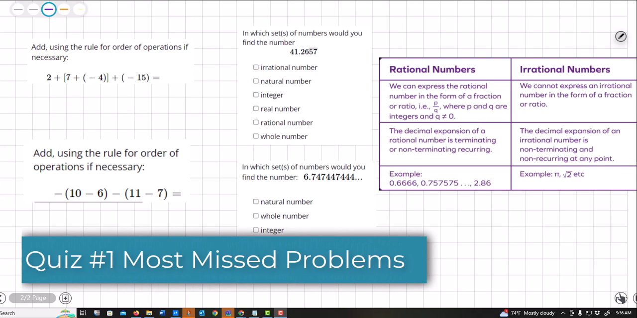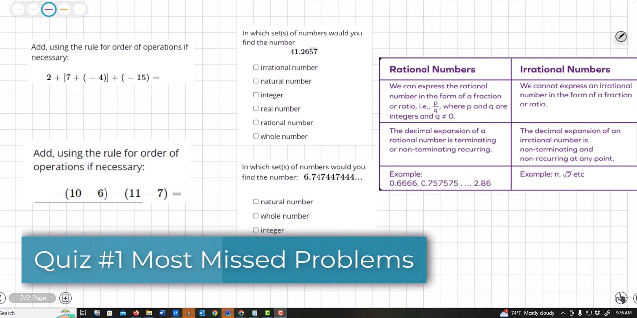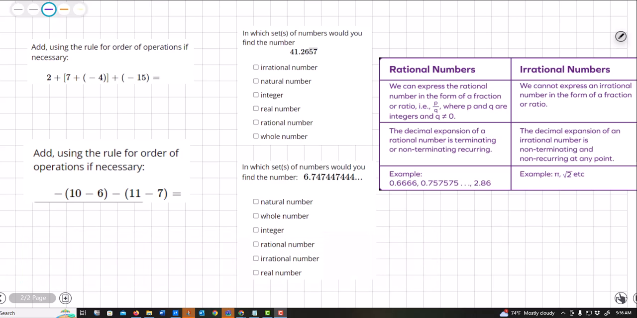Okay, these are actually some problems from the quiz that I'm seeing missed so far the most. Let's look at this first one. So I know that I need to do what's inside parentheses brackets first. Well, this is 7 plus -4, which is the same thing as 7 minus 4. So that would be 3.